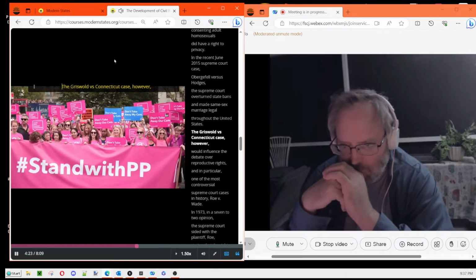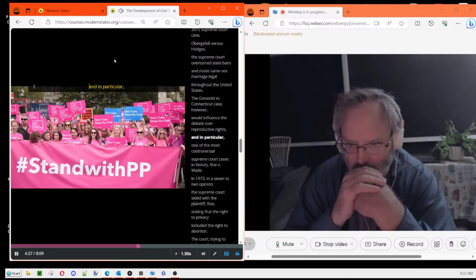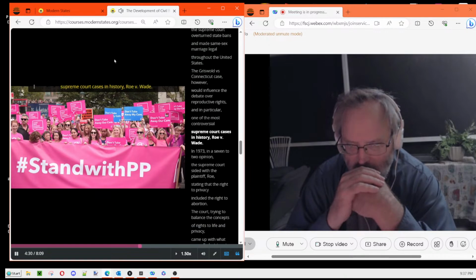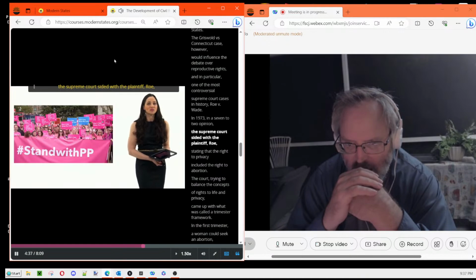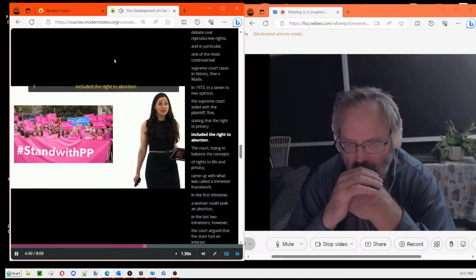The Griswold versus Connecticut case, however, would influence the debate over reproductive rights, and in particular, one of the most controversial Supreme Court cases in history, Roe v. Wade. In 1973, in a 7-2 opinion, the Supreme Court sided with the plaintiff Roe, stating that the right to privacy included the right to abortion.